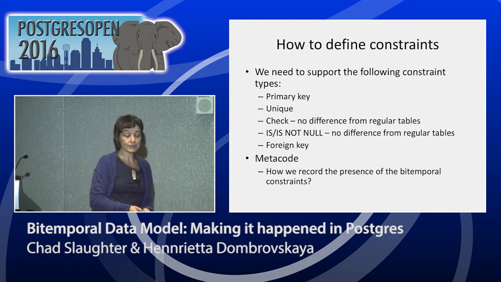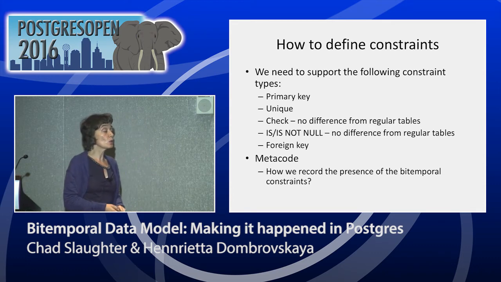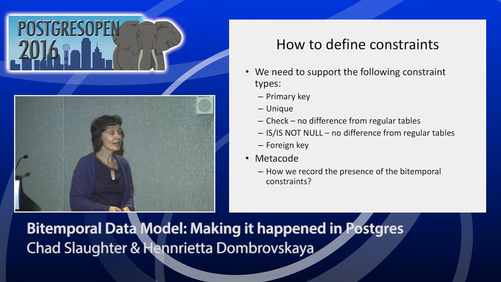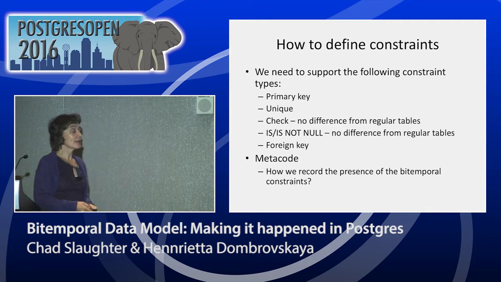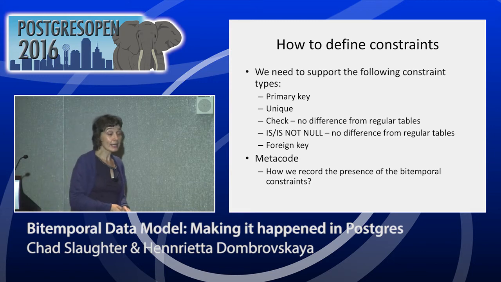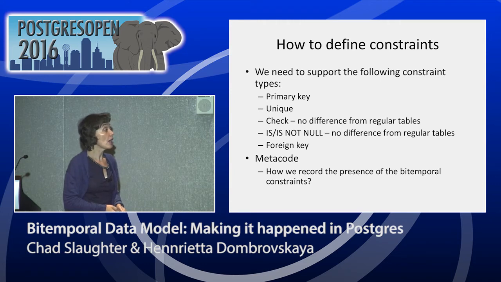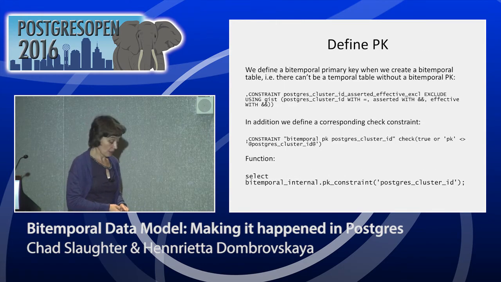Primary key. You could already see in the definition of the bitemporal table how we define it. Primary key should be the business primary key and the effective and asserted exclusion, so we're building just an index with exclusion on these fields. And foreign key is a totally different story. It's much more complex. So let's look at what our supporting functions are.